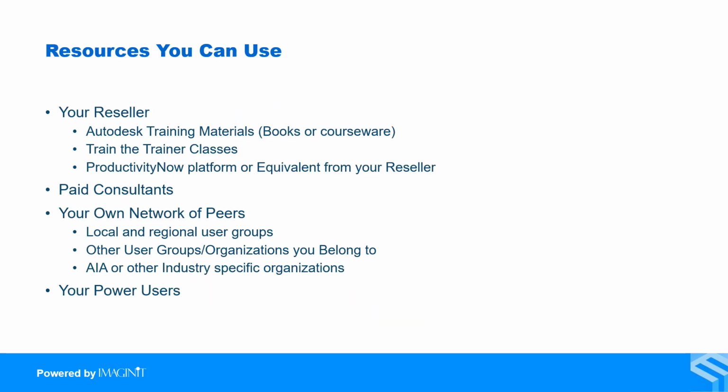So for example, the resources you can use, again, your reseller. They can provide you with the Autodesk training materials, either books or courseware, train the trainer classes, Productivity Now platform if you're an IMAGINiT customer, or the equivalent from your own reseller. Paid consultants can also come in and help develop this stuff. You also have your own network of peers, local and regional user groups, other groups and organizations which you belong to, AIA or other industry-specific organizations.